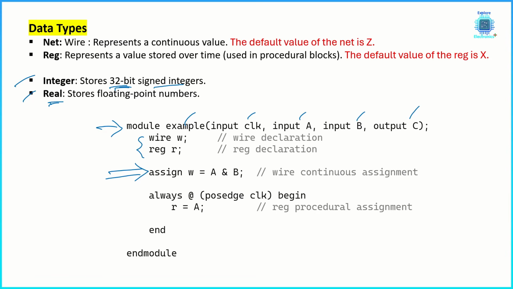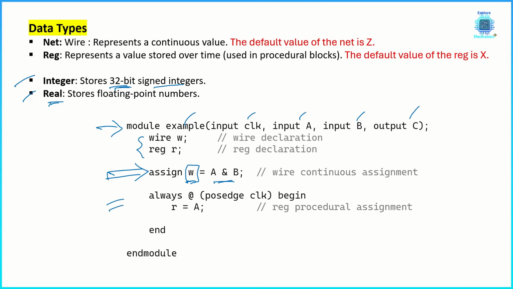If you use a continuous assignment, this is the assign statement. This assign statement can be used in this way. On the left hand side, meaning the variable to which we are assigning, that can be a wire, and on the right side what we have can also be a wire. We should not use a register component on the left side when we are using the assign keyword.